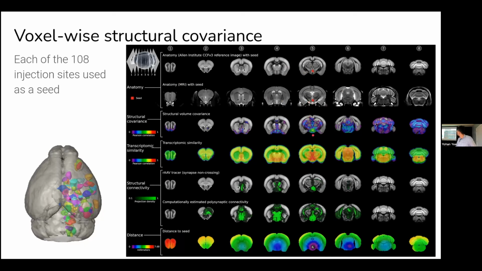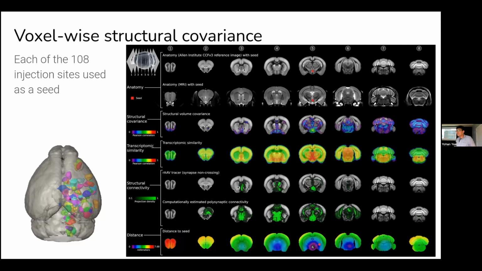The third row shows you structural covariance to the seed region. The fourth row shows you transcriptomic similarity to the seed region, so essentially, which parts of the brain have similar gene expression profiles to the seed. The fifth row shows you the tracer map for when a tracer was injected in that seed region. And the sixth row is a computationally estimated version of a tracer map if the tracer could cross a synapse. And finally, the last row shows you the Euclidean distance to the seed.